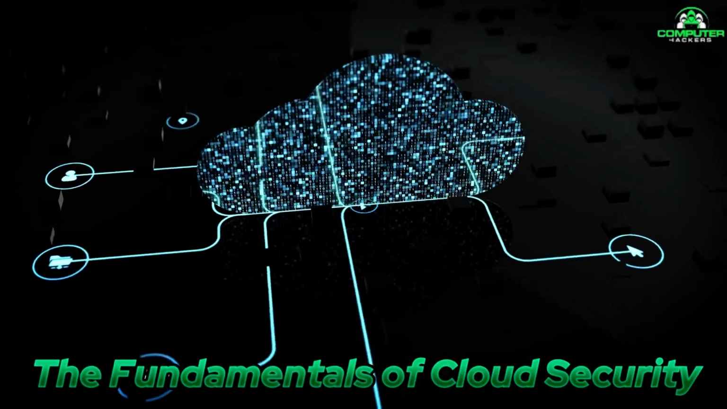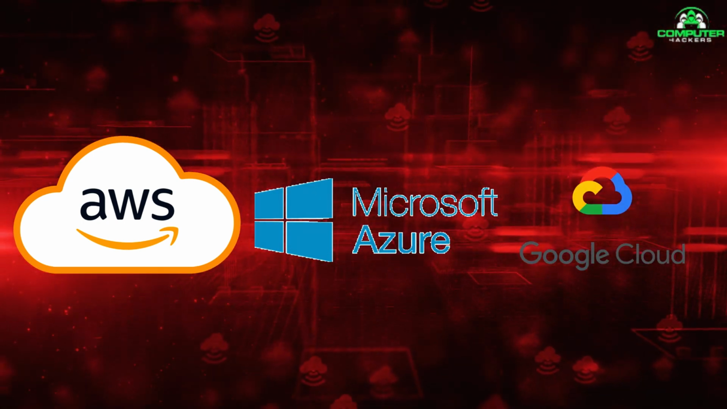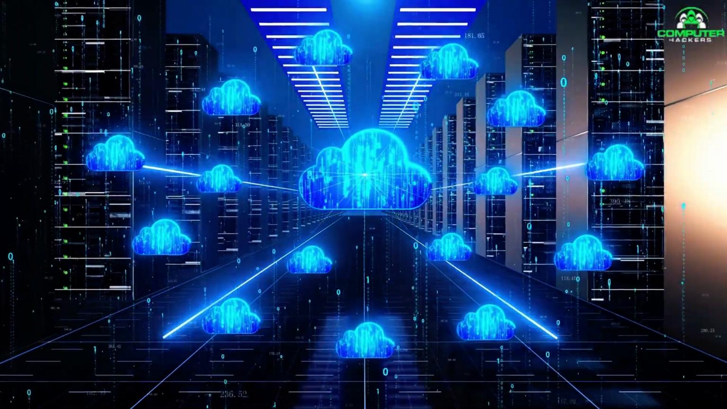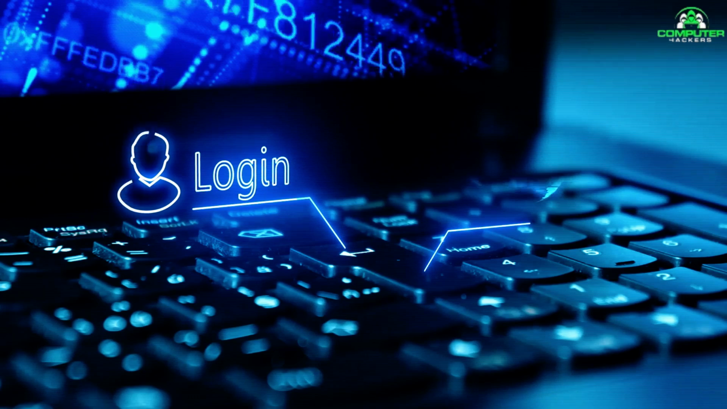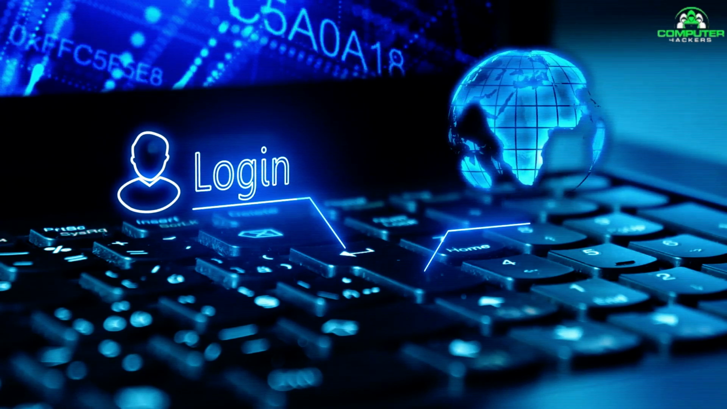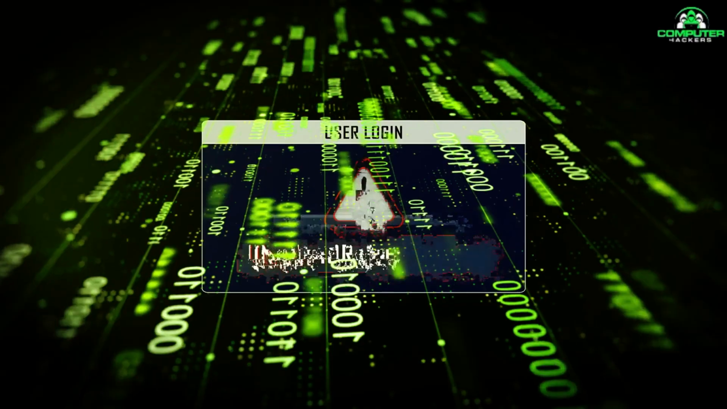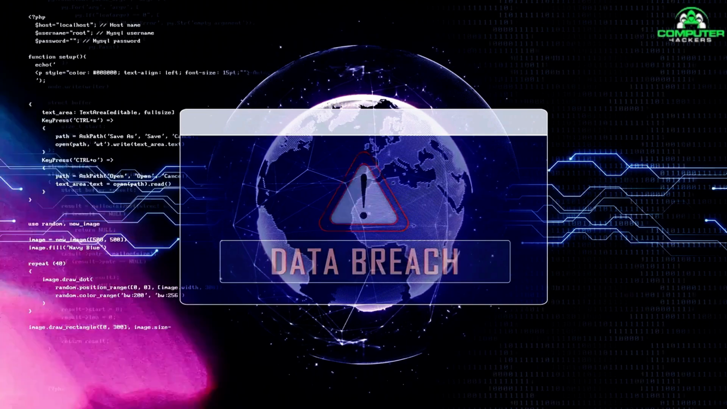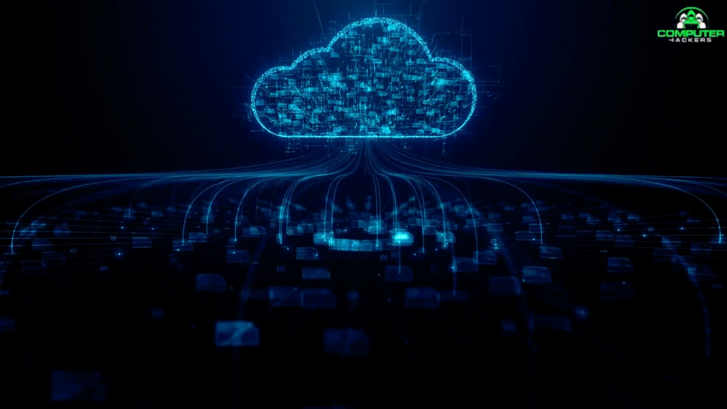The fundamentals of cloud security. Before we start comparing AWS, Azure, and GCP, it's essential to get a quick overview of cloud security fundamentals. Cloud security is a broad discipline that encompasses everything from identity management to encryption and network security. At its core, it's about protecting cloud-based data, applications, and infrastructure from potential threats like unauthorized access, data breaches, and cyber attacks. Cloud security follows a shared responsibility model.